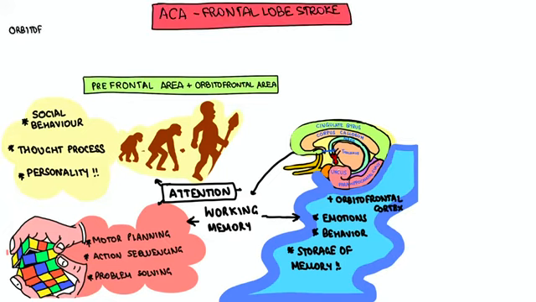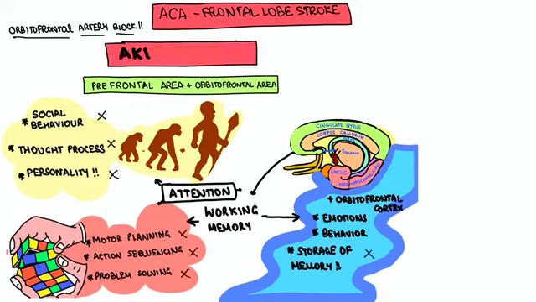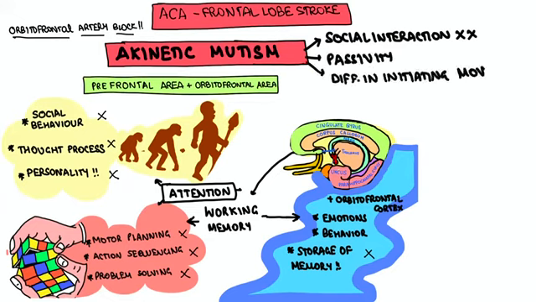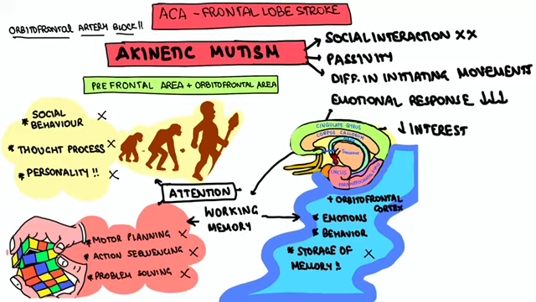Next, let's see the medial surface of the frontal lobe and its stroke features by ACA blockage. If the orbitofrontal artery is blocked, the functions of the prefrontal and orbitofrontal areas are affected. So, there will be no social interaction among persons, thought processes will be blocked, personality changes will occur, and they can't plan an action. Emotionally, they'll be very cold, with no response, just dumb: akinetic mutism, no movement, no speech at all.